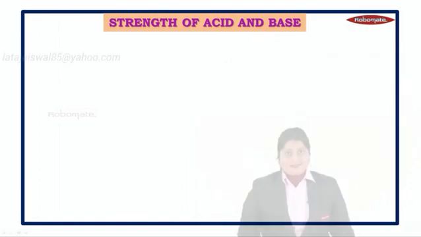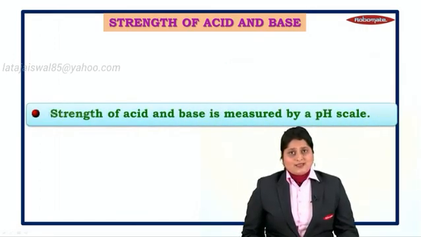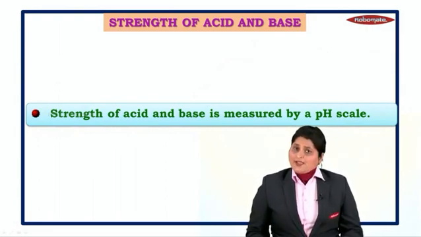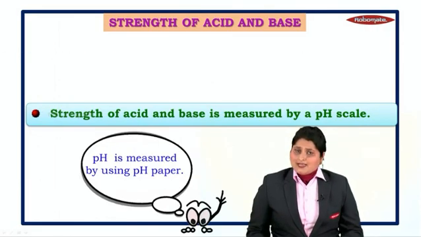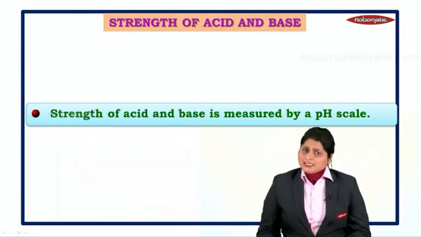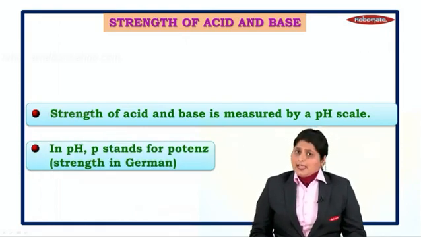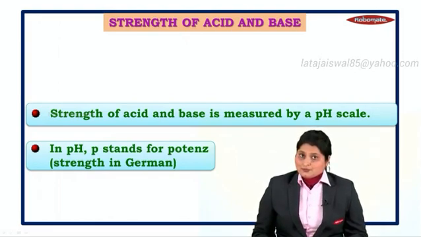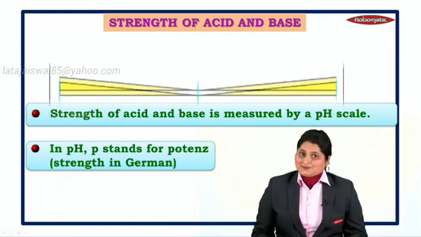How? Let's understand. To do this, we have something which is very special, and that is pH. The strength of acid and base is measured by the pH scale. What is the pH scale? pH is measured by using something called pH paper. What is this pH paper? You'll understand soon when we do the practical about it. Most important, in pH, P stands for potence, meaning strength in the German language. So we are going to understand the strength of acid and base using pH paper.